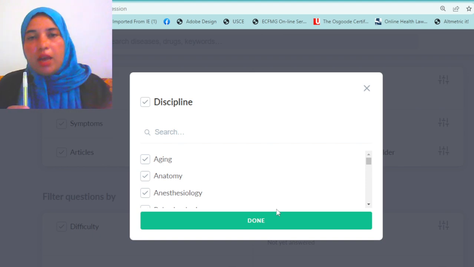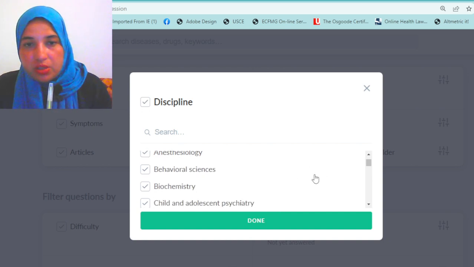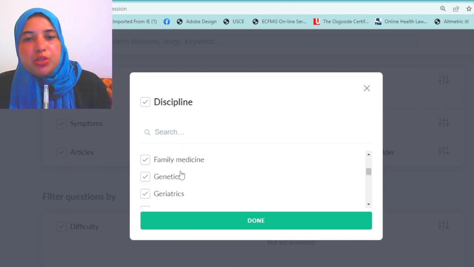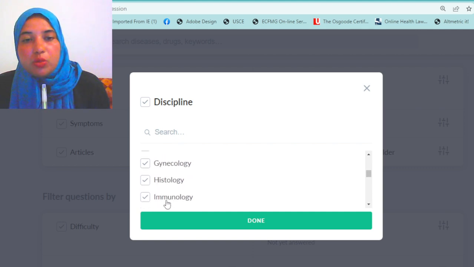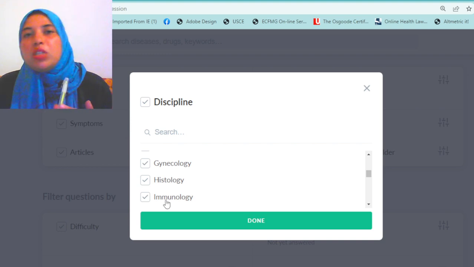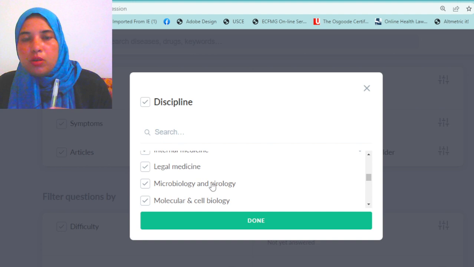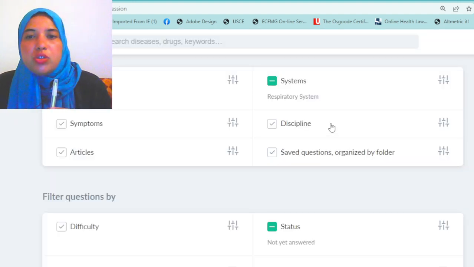For me personally, I have used this to study just anatomy, to study behavioral sciences. You can see their list of disciplines is rather extensive. Say derm is your weakness, you can select derm, emergency medicine, family medicine, genetics, gynecology, histology. I have used it for histology as well. I had done a self-assessment, and for some reason it was telling me I was weak in histology, so I just sat down and did the entire block of histology, for example. I've also used it for legal medicine to cement that area for me. So again, it's really convenient if you want to do it by discipline.